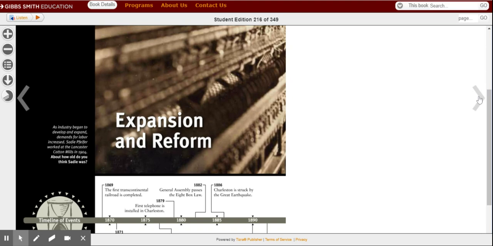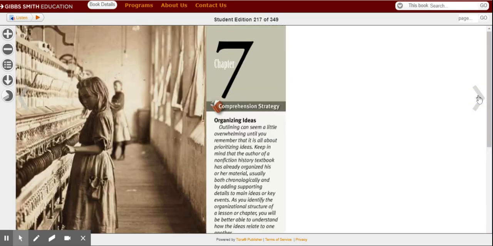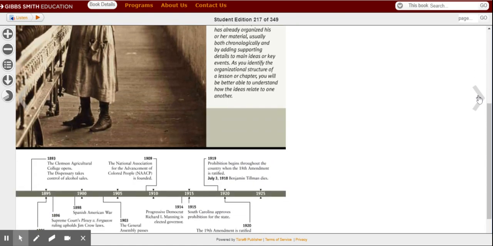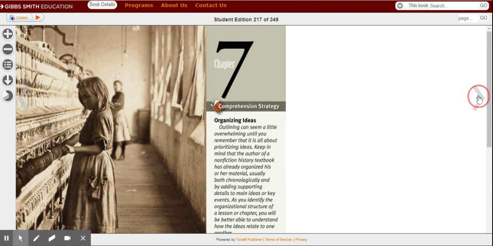So we're talking about expansion and reform, specifically the Industrial Revolution and the expansion and reform of railroad systems and mill systems and industrialization in our nation, in our state of South Carolina, particularly. So that's chapter 7. You can see some beautiful photographs here. Little girl working in what looks like a cotton mill. And you can kind of see exactly what is going on at this time in our history. And feel free to look at these timelines and stuff like that as well.